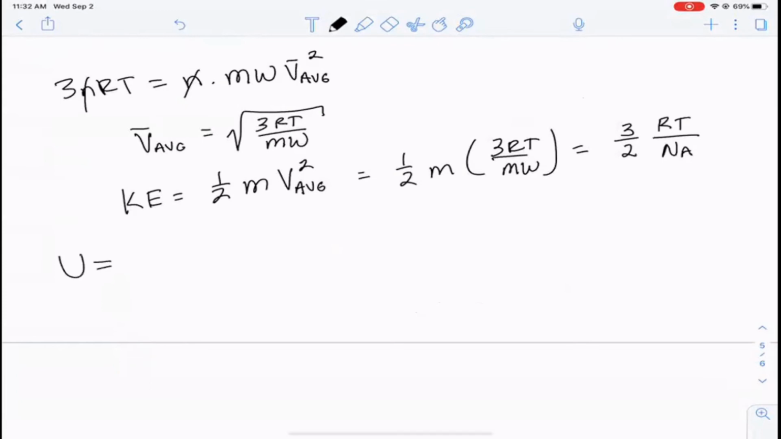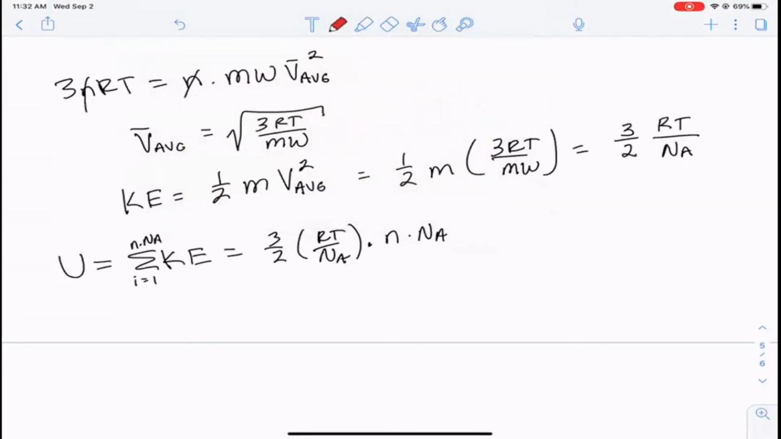So then if we sum over all the molecules, the internal energy is the sum of the kinetic energy for everything inside the box. Well, if we sum over all of those species again, just like we did before, from i equals 1 to n times Na, we're going to sum all those kinetic energies. And we get that that's 3/2 times RT over Na, which we just had, times, just like we had above, the number of moles times Avogadro's number. Those are going to cancel. And that means that the internal energy here is then just equal to 3/2 times nRT.